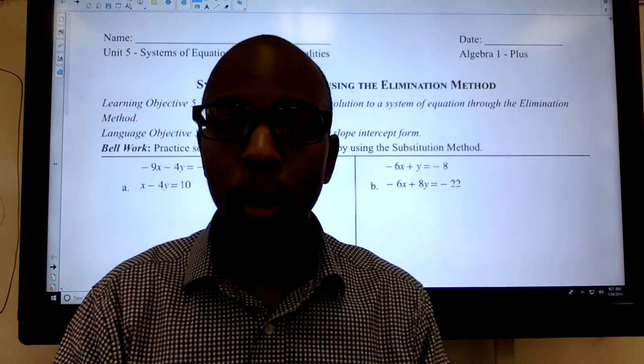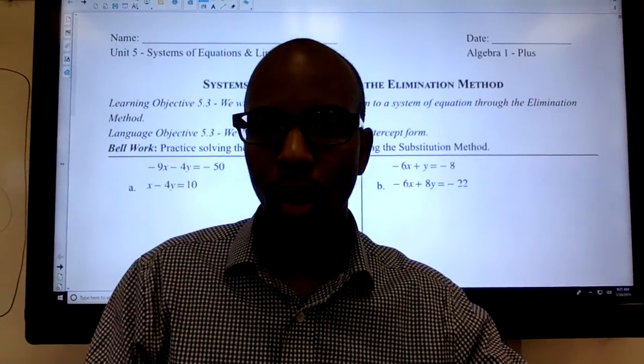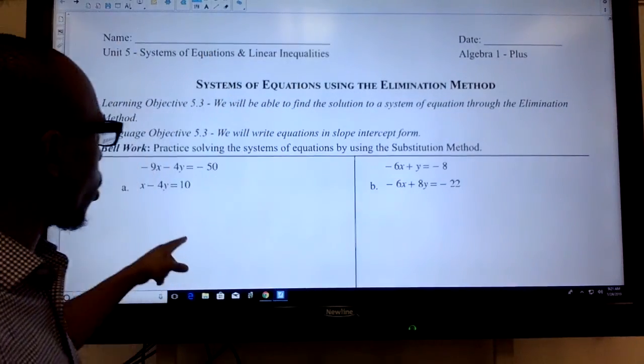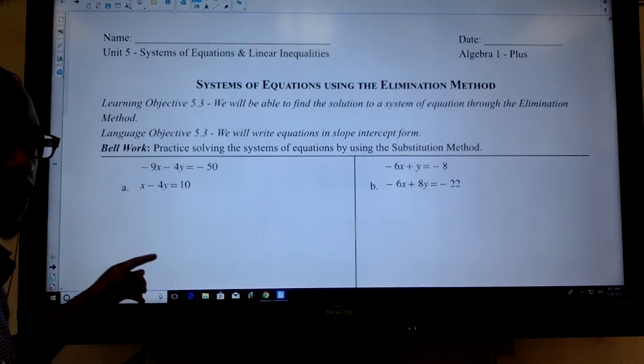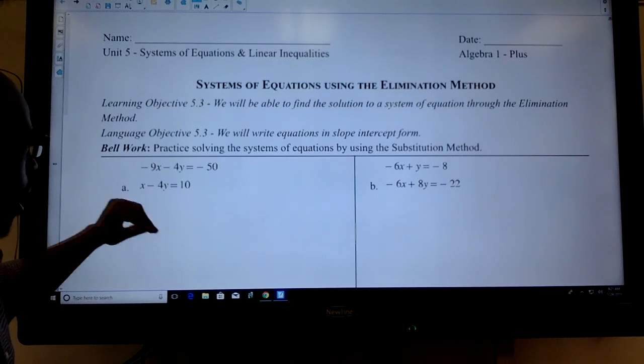All right, so I hope you paused it, and I hope you had a chance to work on it. Let me go over it with you, and let's see if we both arrive at the same answer. So looking at work A, it starts off with negative 9x minus 4y equals negative 50, and x minus 4y equals 10.